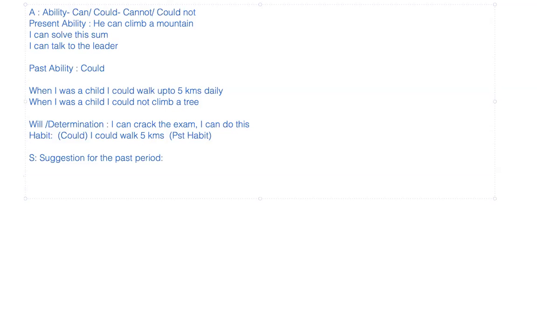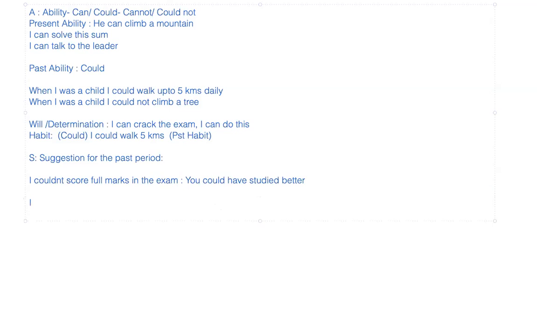So if, for example, I say I couldn't score full marks in the exam, although it was easy, a suggestion would come from my side: you could have studied better. That means in the past, you could have taken an action to study better. Probably your studies or concentration were not good in the past. So, just a past suggestion.